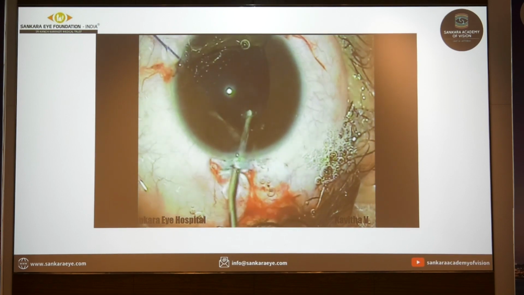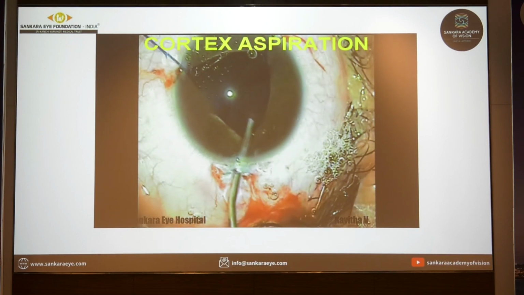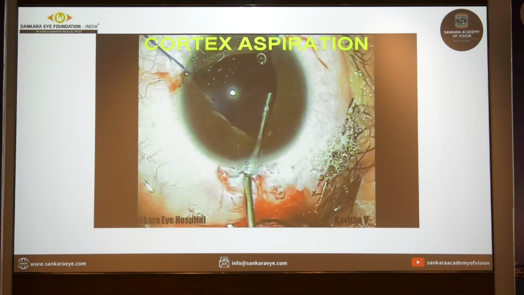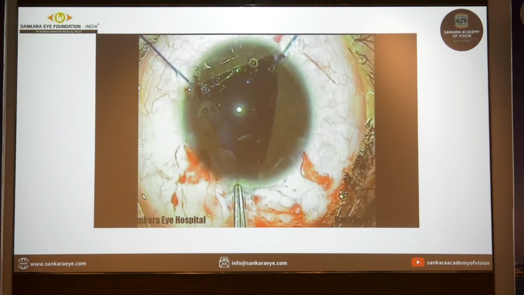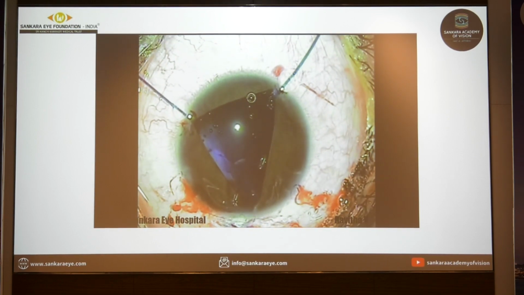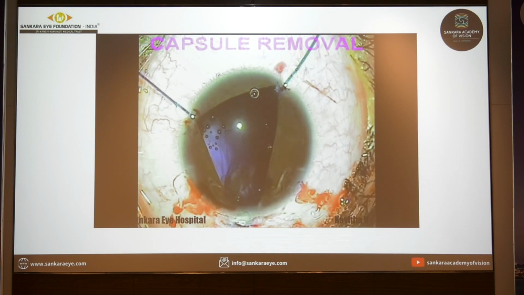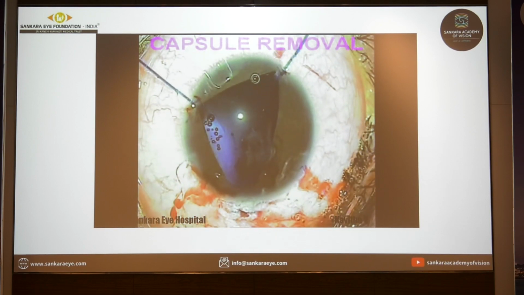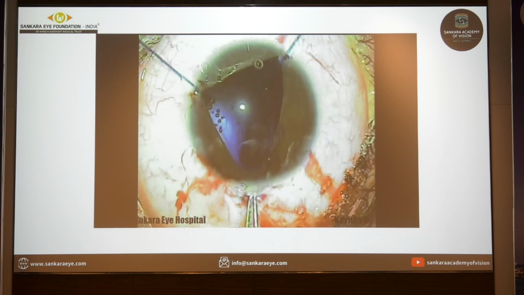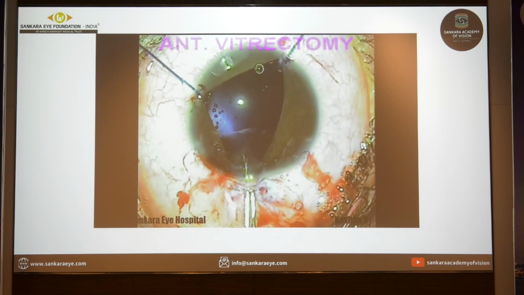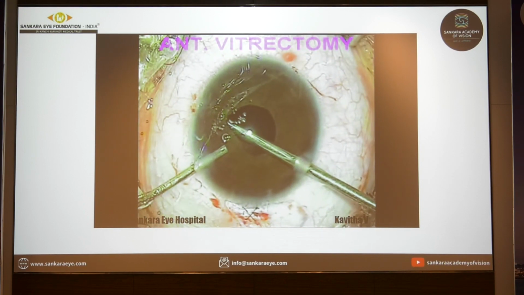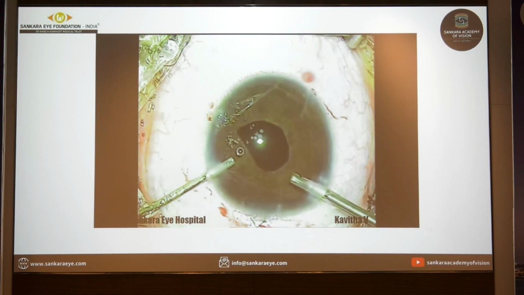And I aspirate using the same cannula, or you can use the viscoelastic cannula, which is 23 gauge. The capsule can be easily removed, but in some situations the capsule is quite tough. Probably you could use the vitrectomy cutter to remove the capsule. This is followed by a good anterior vitrectomy using 2 side ports.